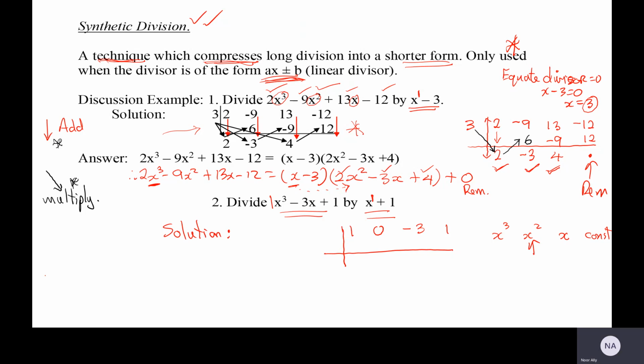Be careful of that. What you put on the left of that vertical line, why must I put -1? Because I take the divisor. What value makes it 0? x plus 1 equal to 0 gives minus 1. And that's also by inspection, you can see -1. Now I follow the process.